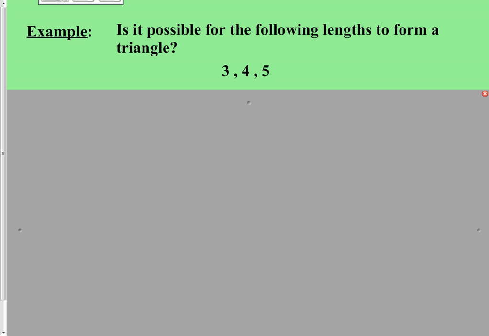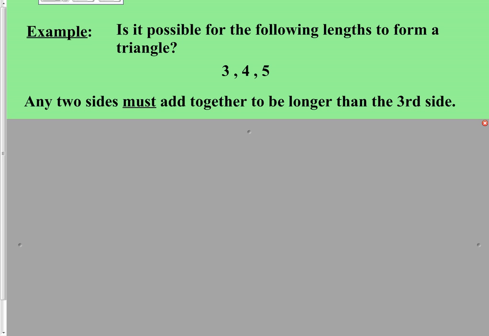Okay, but we do have several examples that we need to look at because there's a lot of different things to consider here. So let's look. Is it possible for the following lengths to form a triangle? And we're provided with three lengths, 3 and 4 and 5. Okay, so copy this down. The triangle inequality theorem, once again, you've already got this written down, so you don't need to write this sentence again. But any two sides must add together to be longer than the length of the third side.